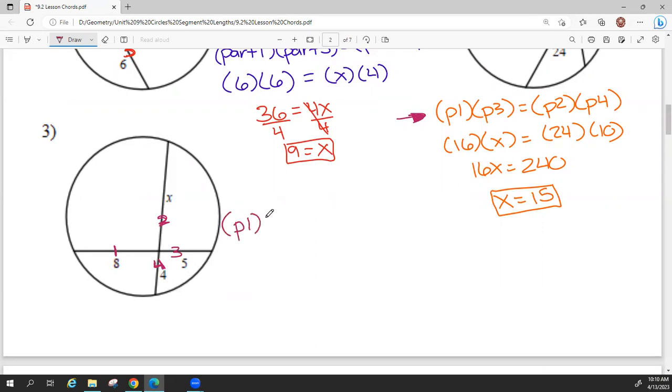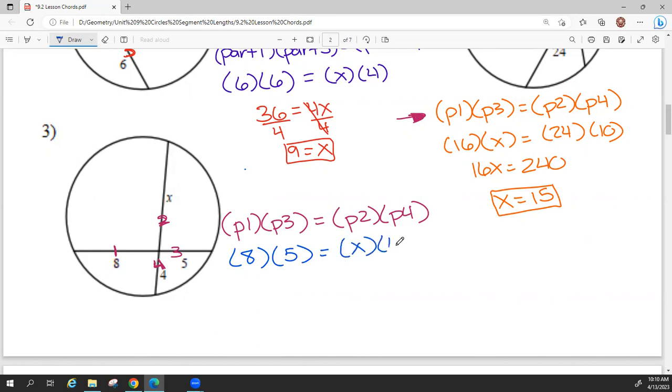Again, I'm multiplying the odd numbered parts, and those will be equal to the even numbered parts multiplied. I can plug in. As I labeled it, part 1 is 8, part 3 is 5, part 2 is x, and part 4 again is 4, and we're being careful. So over here we get 40. X times 4 we'll write as 4x. And then we can divide both sides by 4 to find out that that missing part is 10 units long.